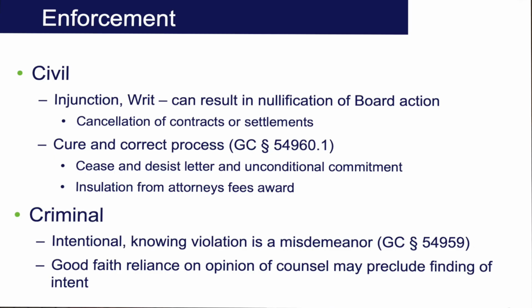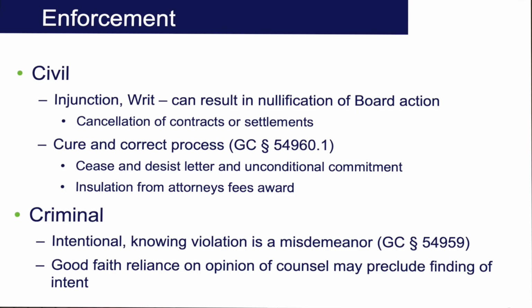There's an alternative procedure under the civil prong, and that is the cure and correct process that appears in the Brown Act at Government Code 54960.1. On the criminal side, there are criminal ramifications to intentional knowing violations of the Brown Act. These are misdemeanors that can be prosecuted under the law. There is a safety net, though, because good faith reliance on an opinion from your legal counsel could preclude a finding that there was an intentional violation.